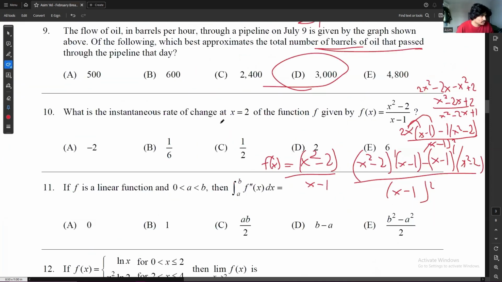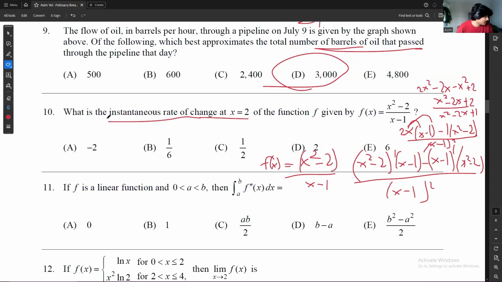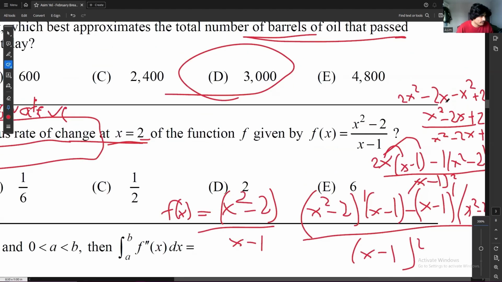Okay, so we took the derivative, and now they're asking the instantaneous rate of change. By the way, the instantaneous rate of change means the derivative. I just forgot to tell you that. Sorry. And they're asking the rate of change at x equals 2, so we're just plugging 2 over here.